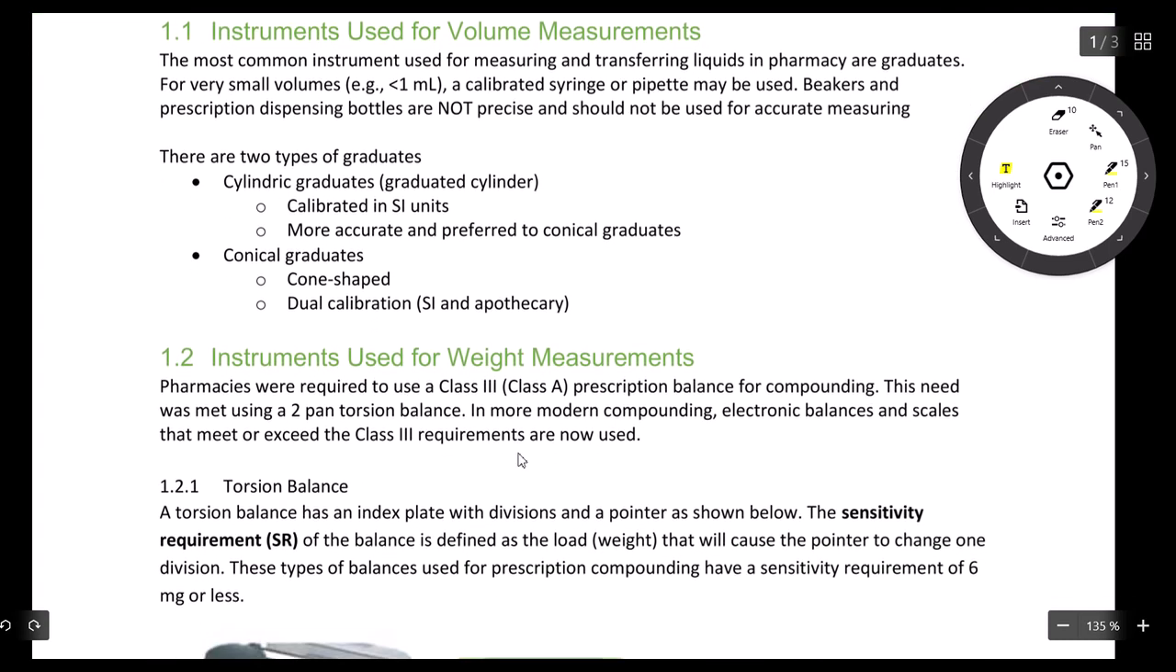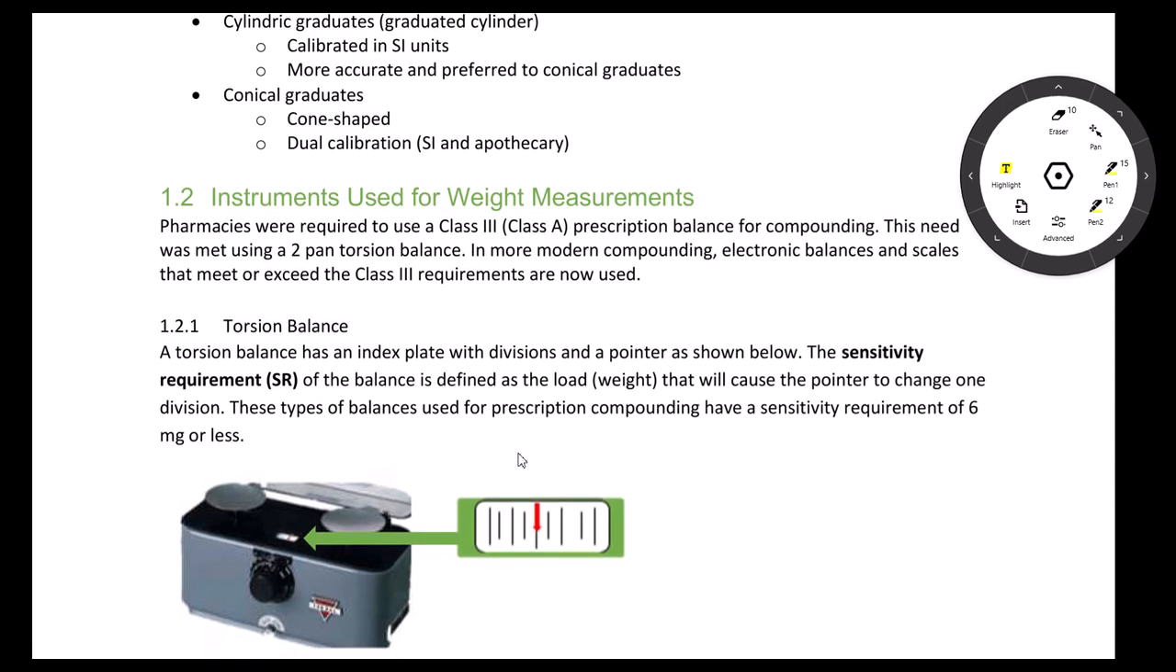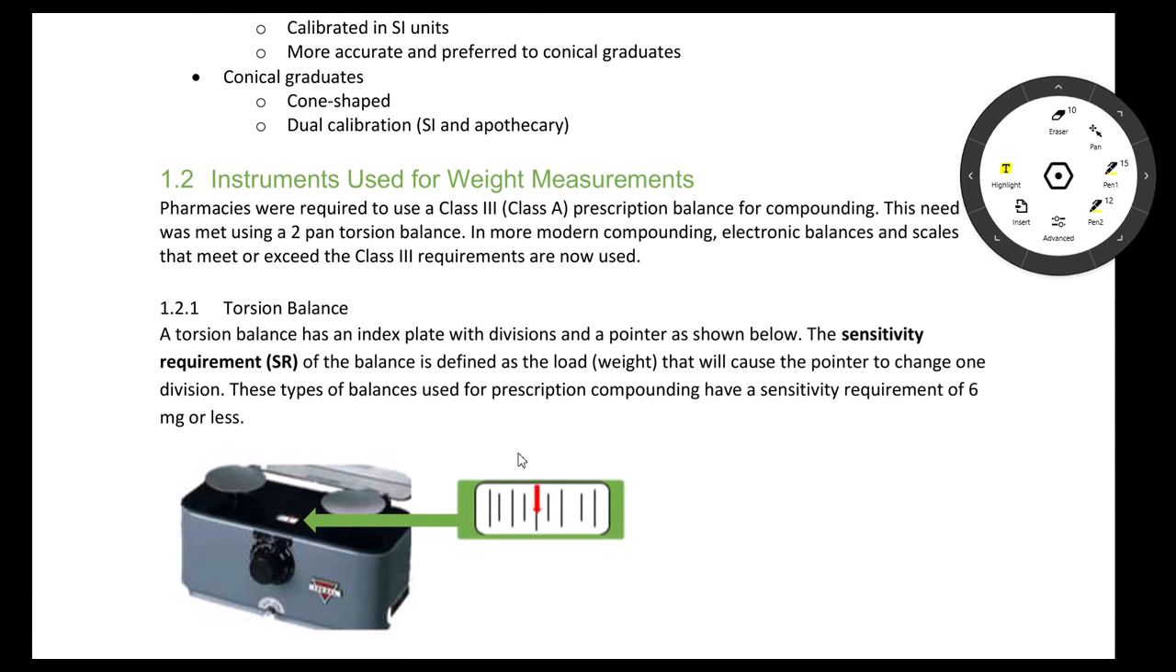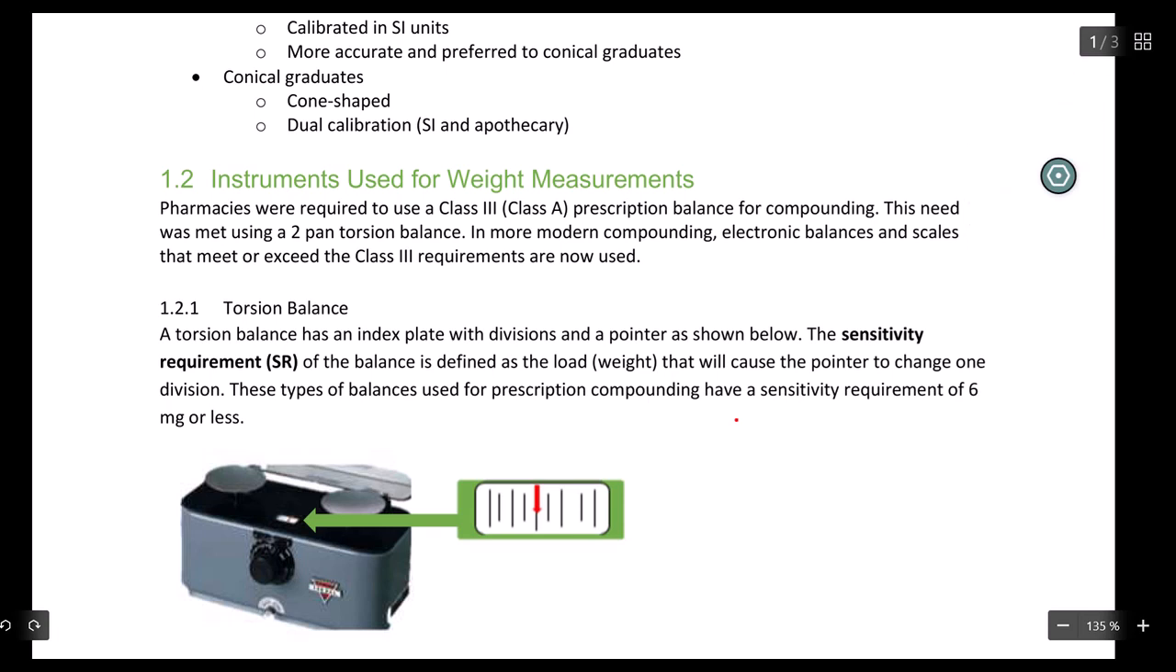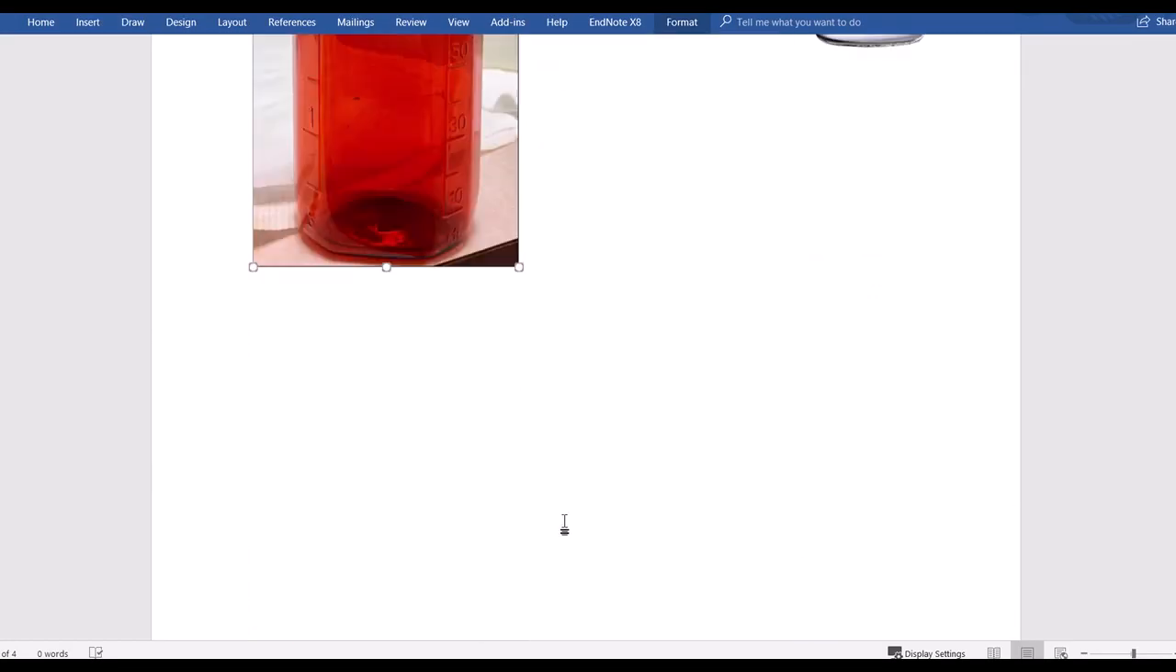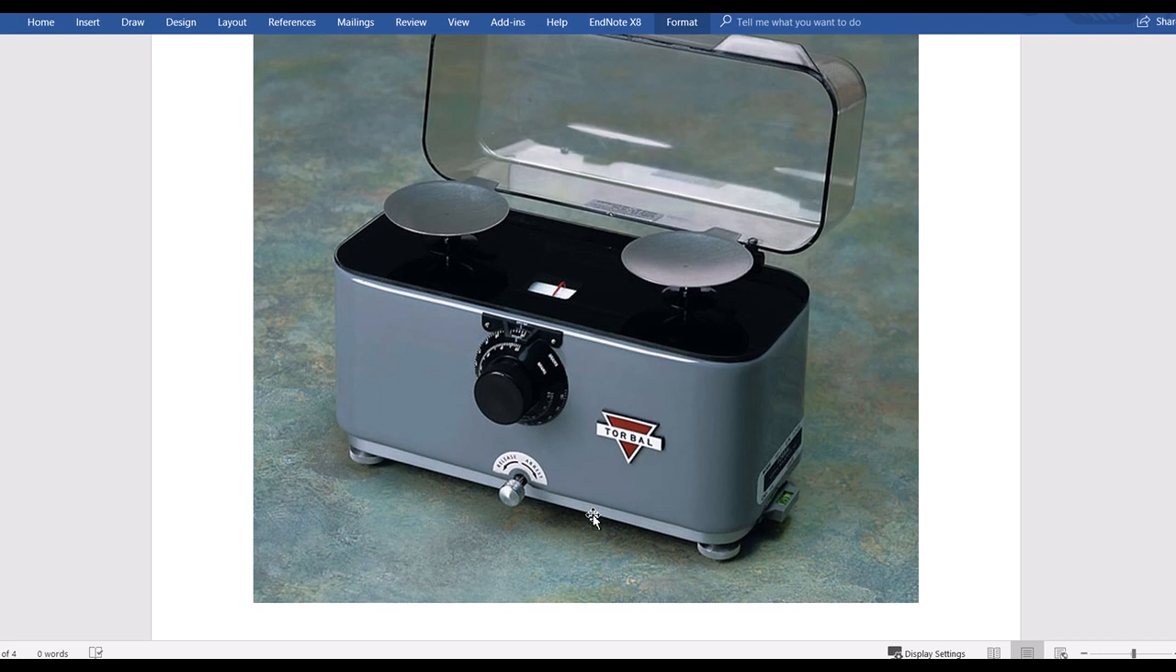When we're looking at units of weight in pharmacy, we're required to have a class 3, used to be called a class A, prescription balance. And this is typically what we're going to be using for compounding. These prescription balances used to be met with something called a 2-pan torsion balance, which you will see in the lab itself. A torsion balance will look like this. You place weights on one side of the torsion balance, on this side, and you place your product that you want to measure on the left side.